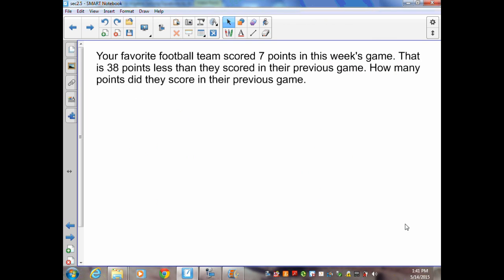Here's another example. Your favorite football team scored 7 points in this week's game. That is 38 points less than they scored in their previous game. How many points did they score in their previous game? I like to ask questions when I take a look at word problems. For example, one of the questions is what am I talking about? And in this case, I'm talking about this week's game and the previous week.